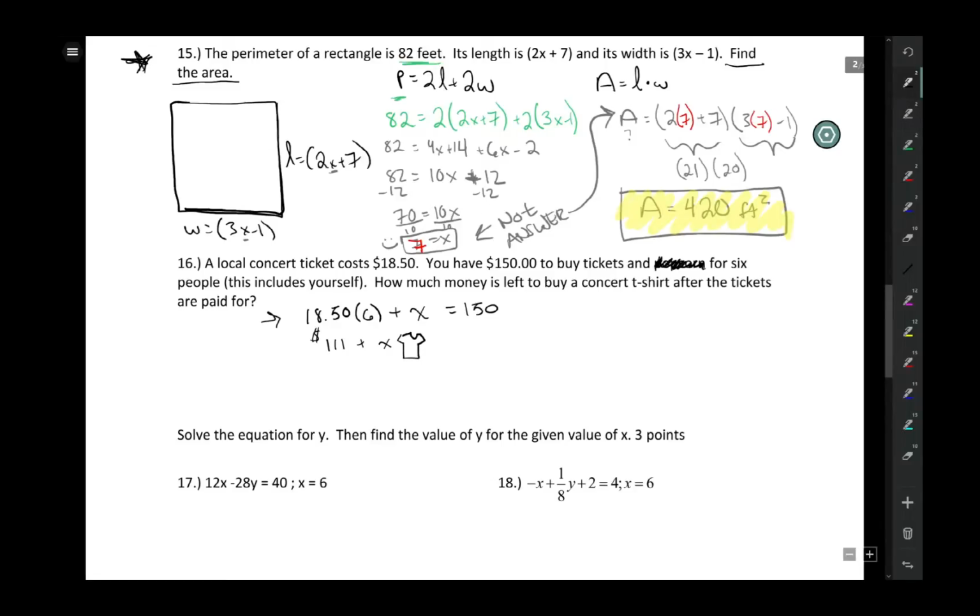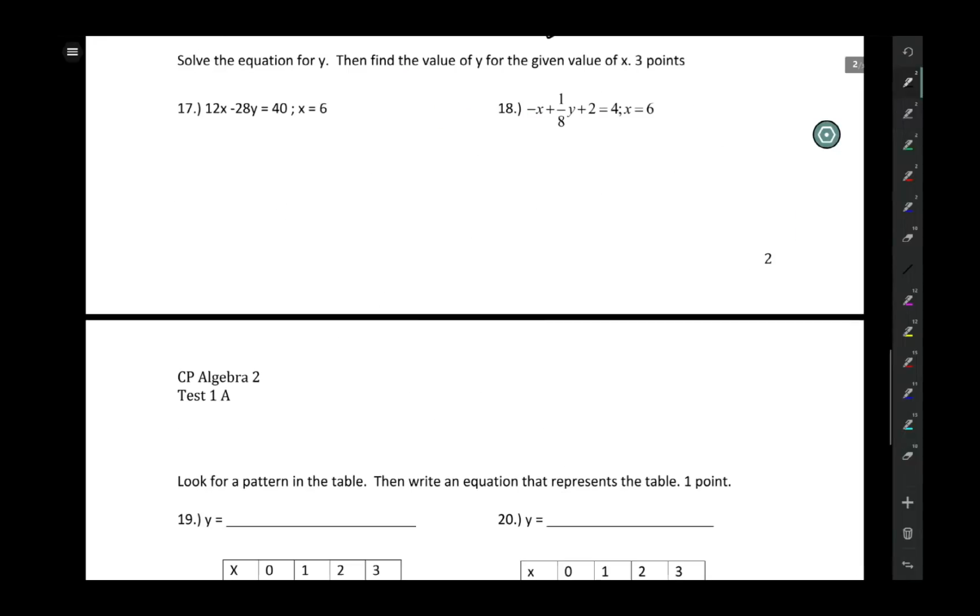That's not too shabby of a t-shirt. Equals 150. Okay, subtract 111, subtract 111. Again, if you don't do it this nicely, that's fine. And that means you have $39 left to buy a nice t-shirt. Okay.